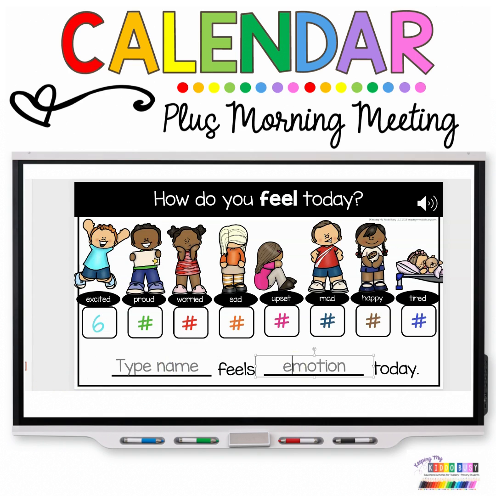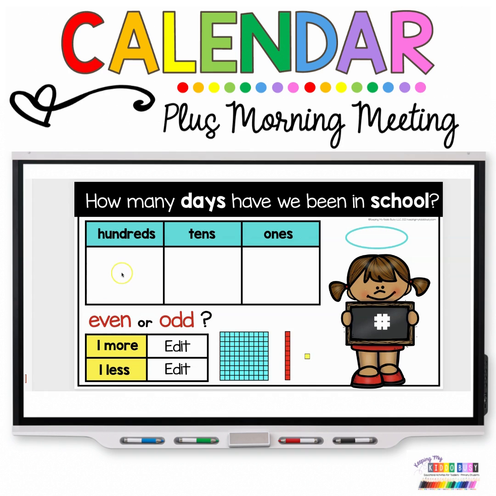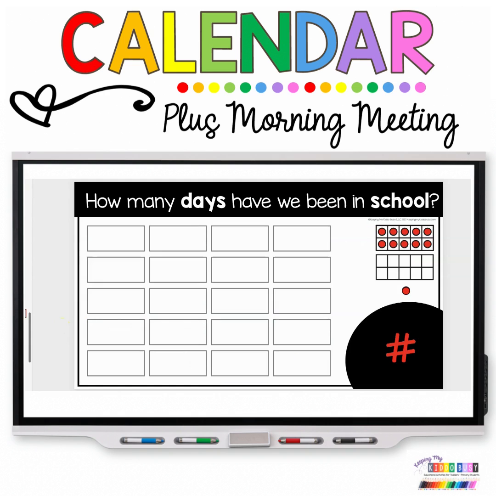Next is how many days have we been in school? You type the date here or the number here into the box. So if you've been in school 8 days, then you can drag and drop all of these pieces. You can move this circle to say, is it even or odd? One more, one less. This is the exact same thing, but with 10 frames. You can drag and drop the 10 frames, type the number into the box.